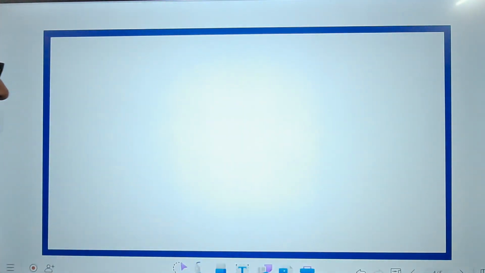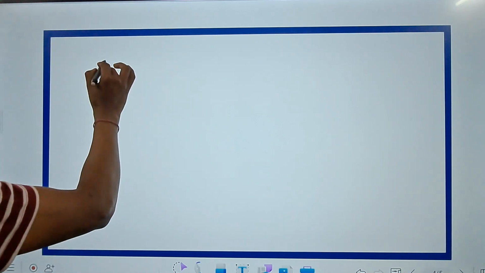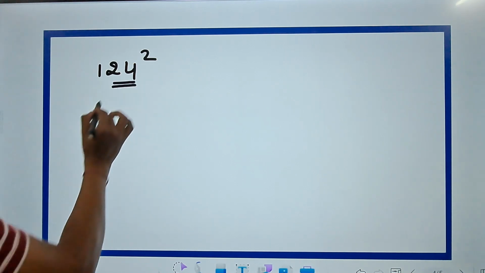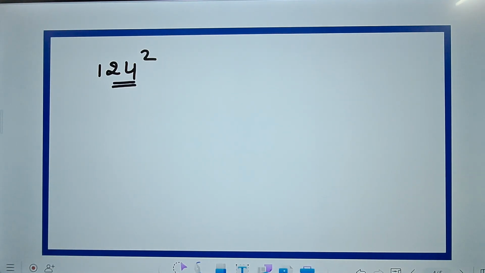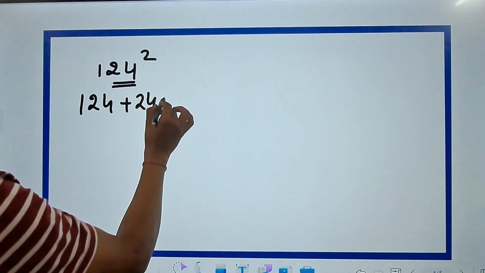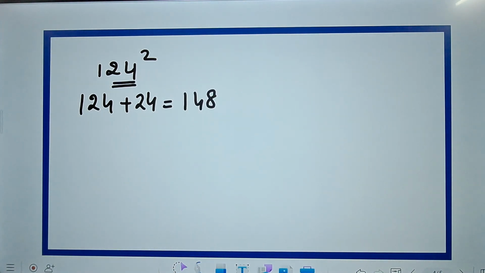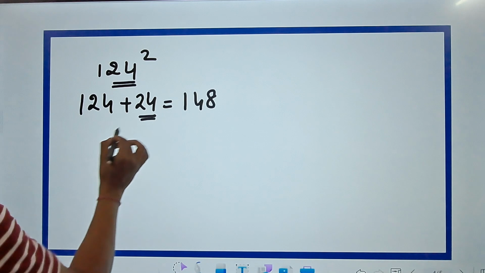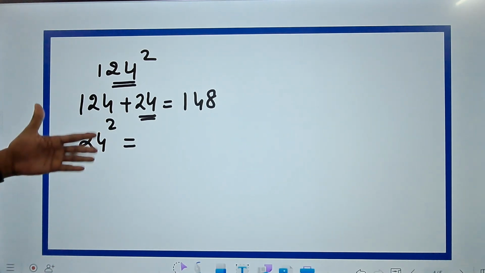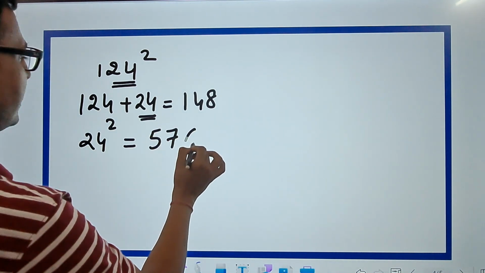Let's take some more examples. So I told you between 101 to 130, right? Let's take 124 square. So the number formed by the second and the third digit here is 24. So I'll add 24 to 124. So what do I get? I get 148. Now this is the first part of my answer, and I should know now what is 24 square. If you don't know what is 24 square, you need to know tricks to calculate squares of 2-digit numbers. And 24 square is 576.